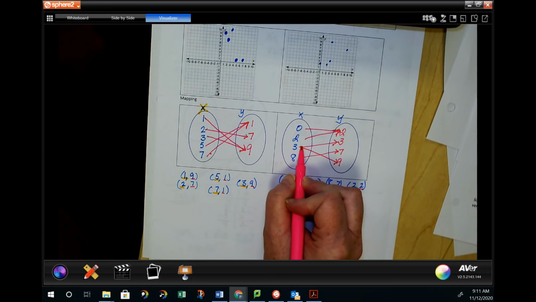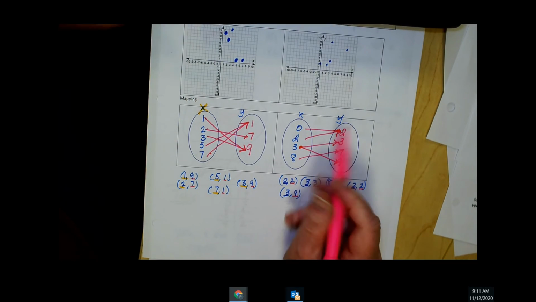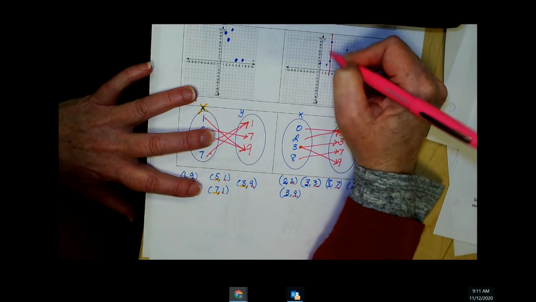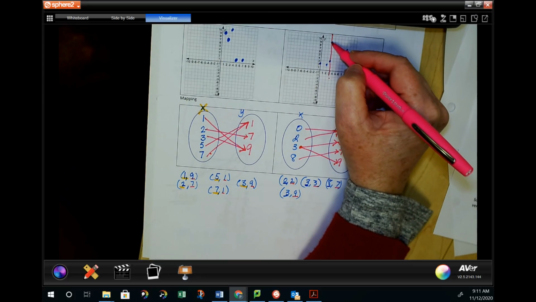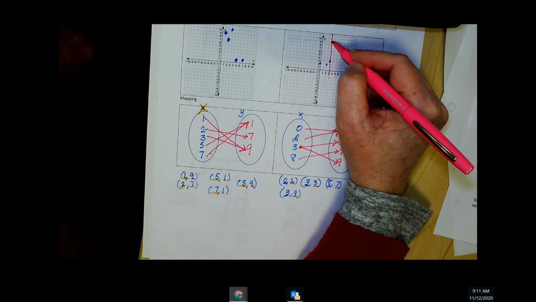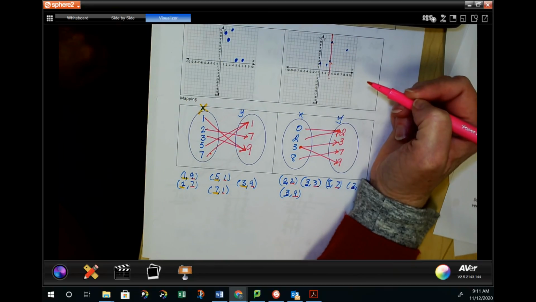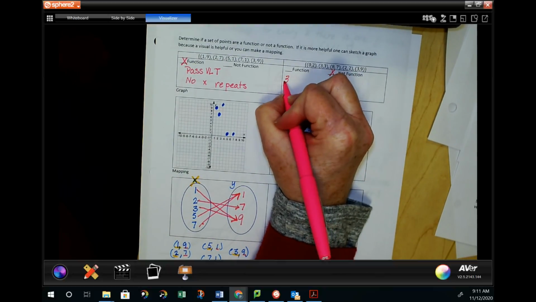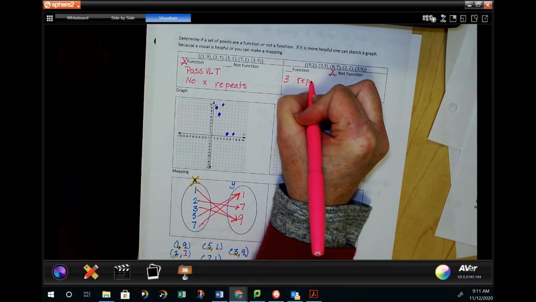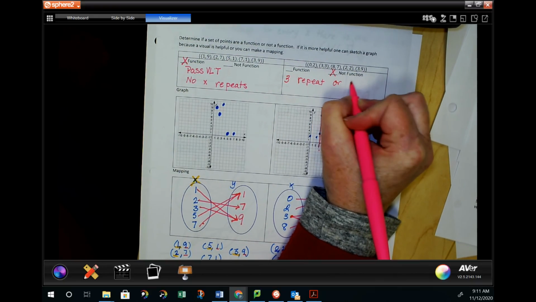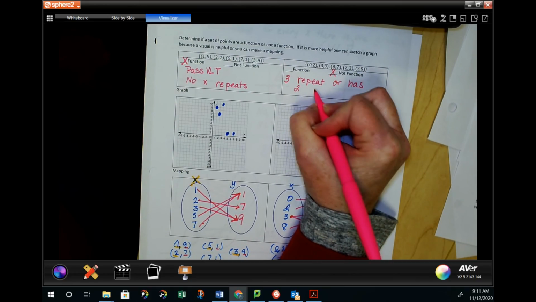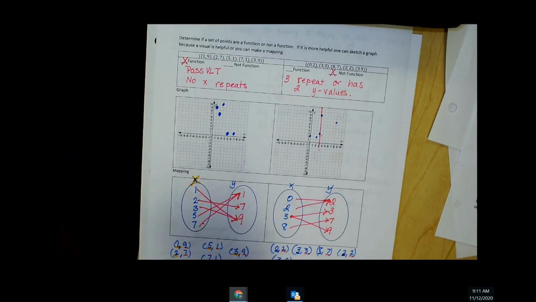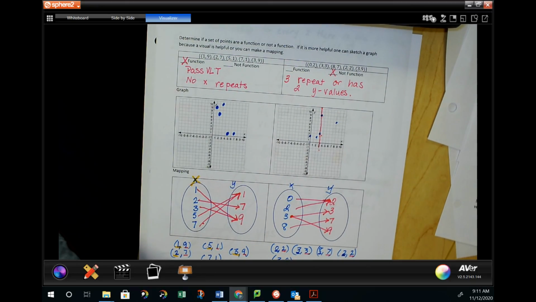So this would be a no because there's a repeat of 3. And if I did my vertical line test when I graph, this would be a no because this has 2 places that it hits on that vertical line. So this is not a function: 3 repeats, or has 2 y values. So that 3 has 2 y values. This is why that's not a function.